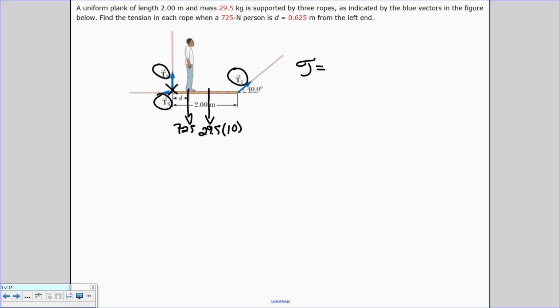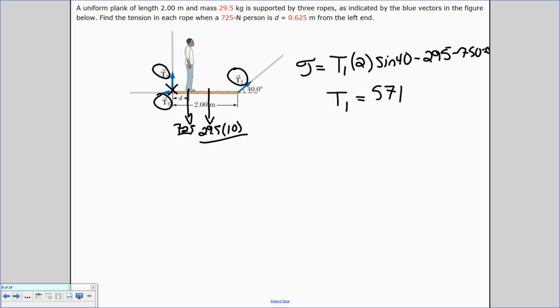So torque is equal to, well, let's look at this. T2 and T3 are both at r equals 0, so those don't get torques, which means in the counterclockwise direction, I have T1 times r, which is 2, times sine of 40. In the clockwise direction, I have 295, because that's this force right here, and 725. And all that equals 0. Okay, and I can solve for T1. T1 is equal to 571. Okay, just solve it out, simplify it down.